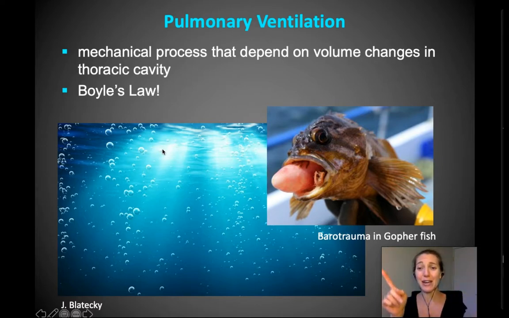This guy right here, this is his bladder coming out of his mouth. So it's called barotrauma. So they're used to living in deep sea waters, and as they're brought to the surface, that significant drop in pressure leads to this volume increase, and their bodies don't have the capacity to hold organs that have the ability to expand like this.